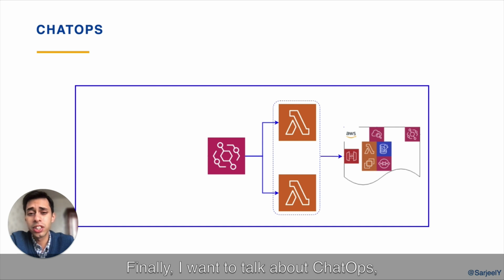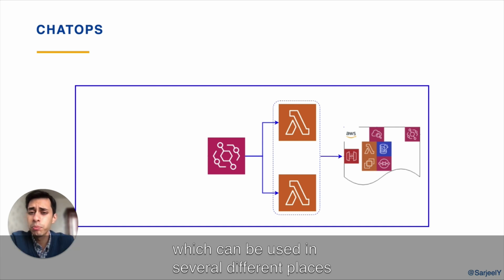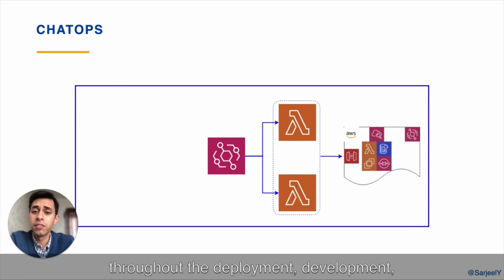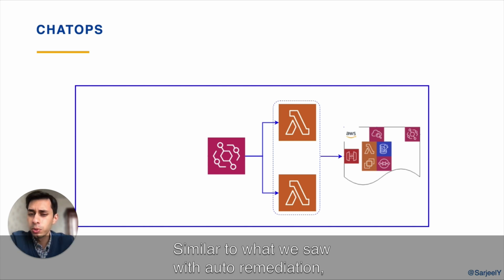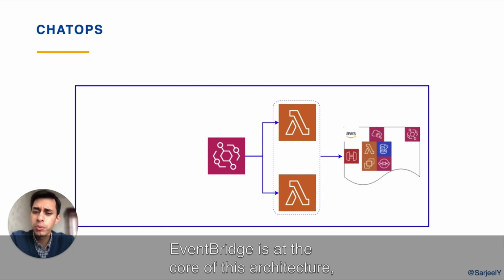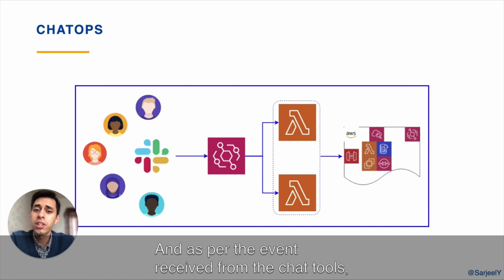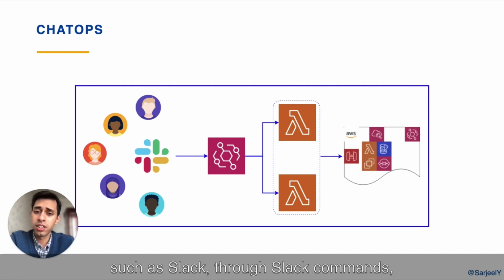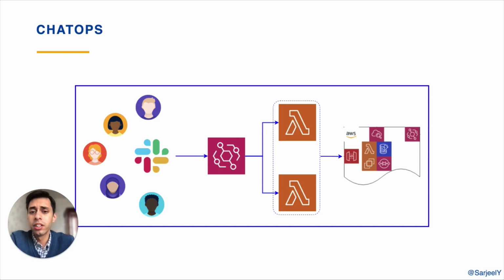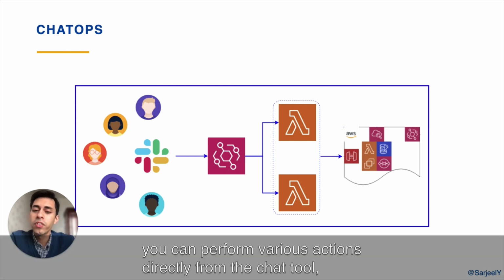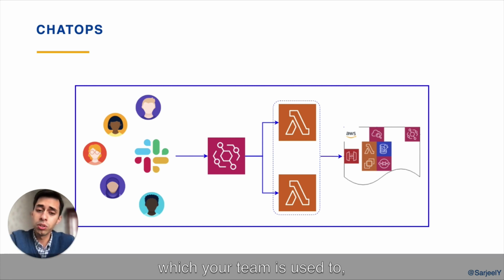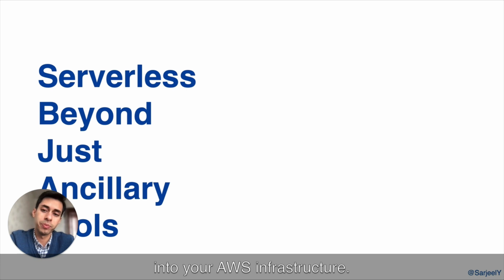Finally, I want to talk about ChatOps, which can be used in several different places throughout the deployment, development, and operation workflow. Similar to what we saw with auto remediation, Event Bridge is at the core of this architecture, and it's hooked up to several Lambda functions. And as per the events received from the chat tools such as Slack through Slack commands, you can perform various actions directly from the chat tool which your team is used to into your AWS infrastructure.